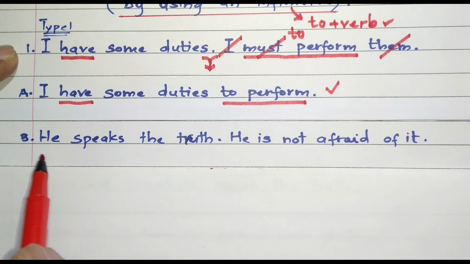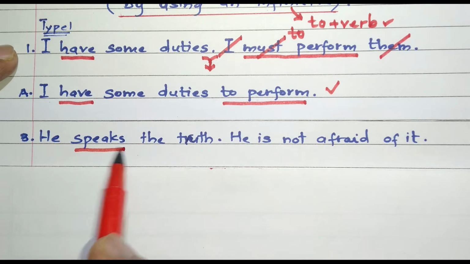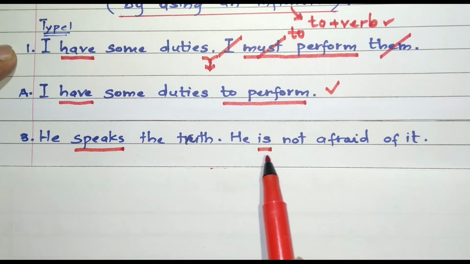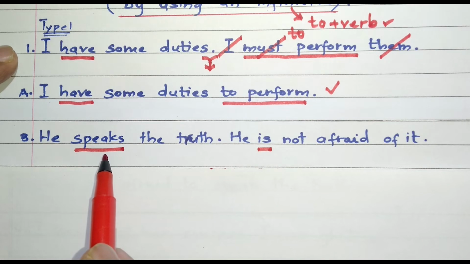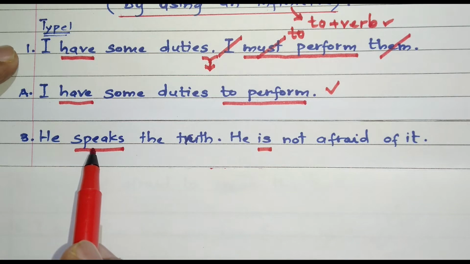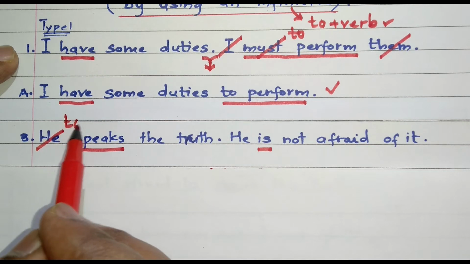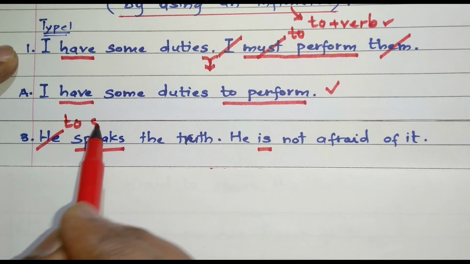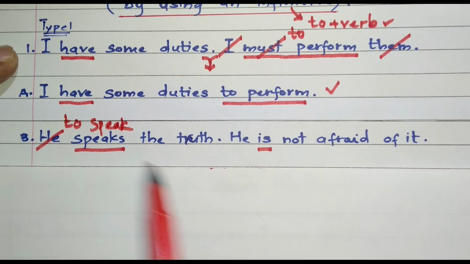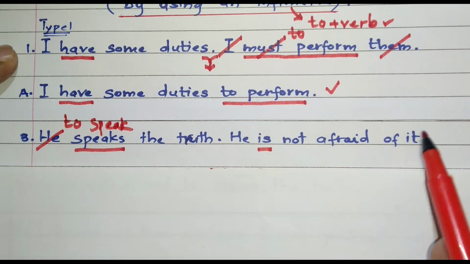Next example, he speaks the truth, he is not afraid of it. Speaks is the finite verb in the first sentence, is is the verb in the second sentence. Speaks is the action verb, so we'll try and convert it into an infinitive. We'll remove the subject he and instead replace it with to speak. Speaks comes from the root verb speak, so the infinitive will be to speak. So our answer will be, he is not afraid to speak the truth.